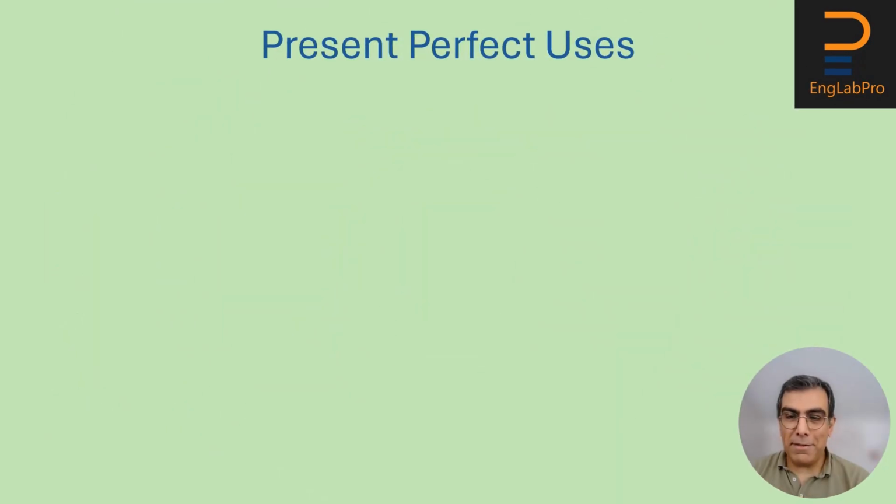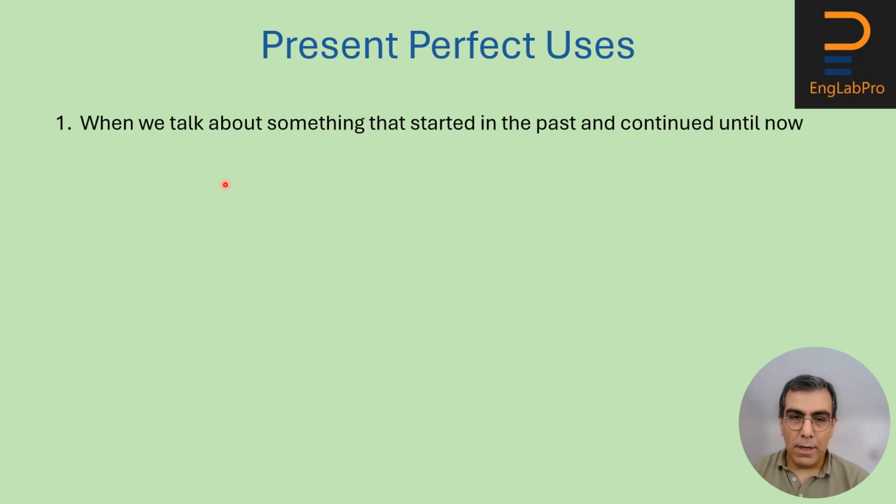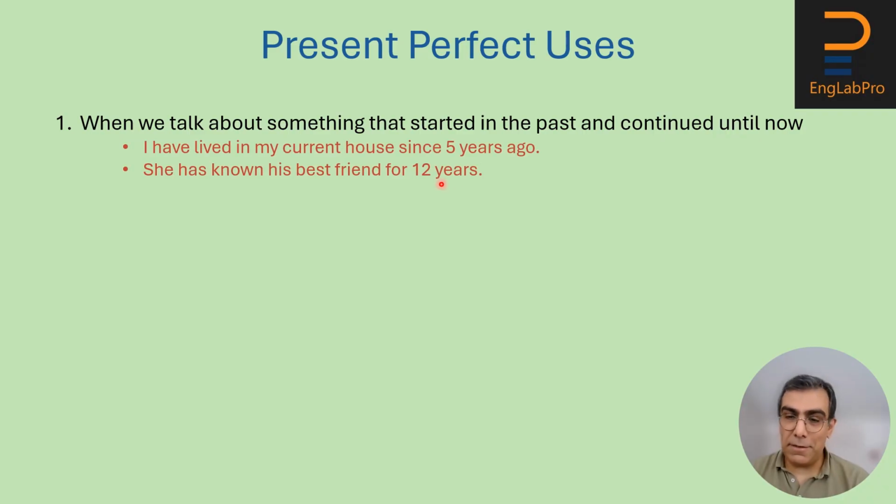There are basically 3 major uses for present perfect. Let's go through them one by one. Well, the first one is when we talk about something that started in the past and continued until now. So the starting point is in the past, and it has been going on until today, until now, until this moment. Let's clarify that with two examples.